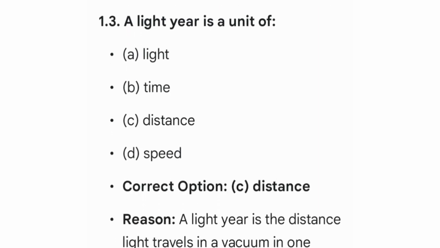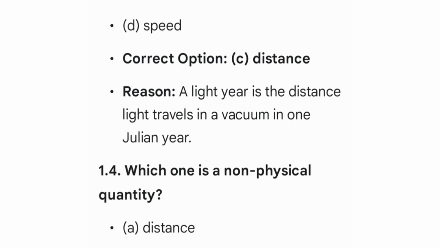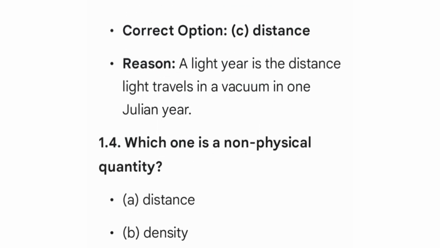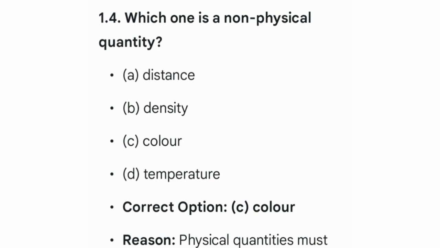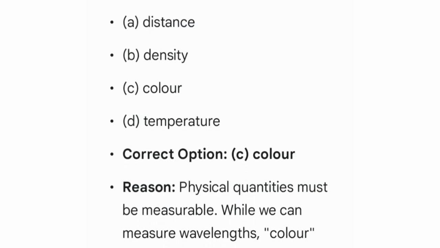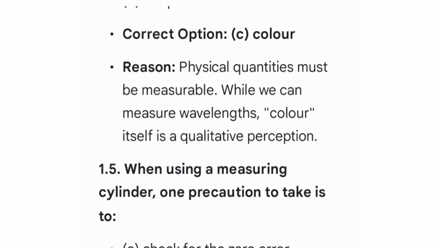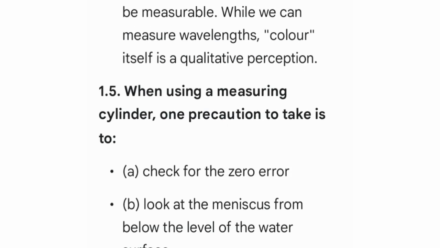MCQ 1.3. A light year is a unit of: A, light; B, time; C, distance; D, speed. Correct option is C, distance. Light year is used to measure distance between two far away stars. MCQ 1.4. Which one is a non-physical quantity? Distance, density, color, temperature. As you all know that we cannot measure colors, so color is a non-physical quantity.